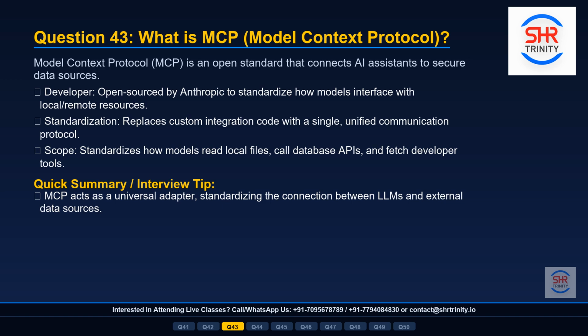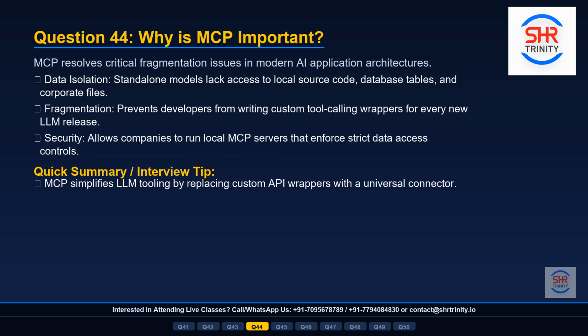Question 44. Why is MCP important? Before Model Context Protocol was introduced, integrating tools was a highly fragmented process. A developer building a file-reading tool had to write one wrapper for OpenAI, another for Anthropic, and a third for open-source frameworks. This made scaling AI applications complex and expensive. MCP solves this by acting as a universal connector.